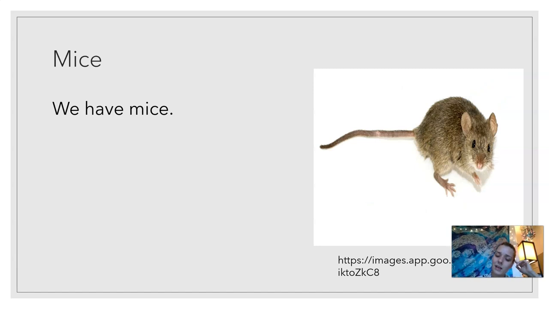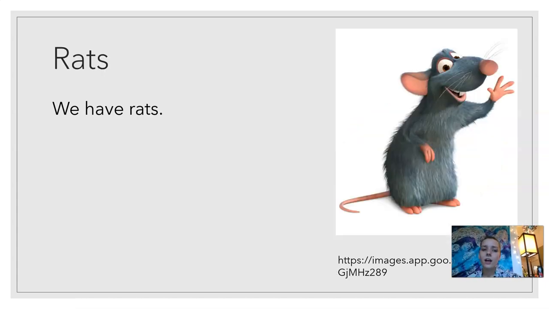Mice. We have mice. The difference between rats and mice is that mice are smaller, rats are bigger. Rats are much larger than mice are. So one mouse, two mice. A cat can kill a mouse. Some people have cats to kill mice. I don't think a cat could kill a rat. I feel like that would just be a very nasty fight. Because rats are bigger, they've got bigger teeth, they're scary. Again, not this rat, because this is the rat from Ratatouille.